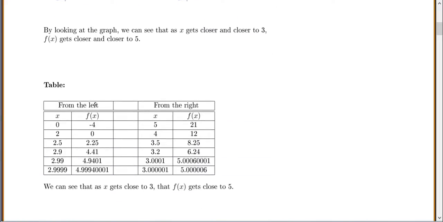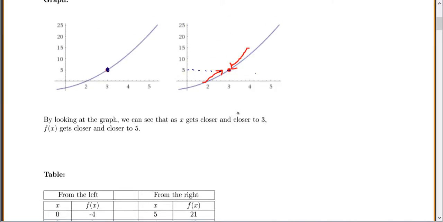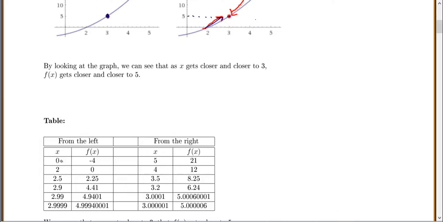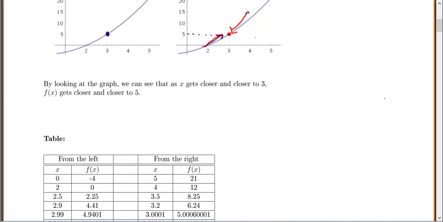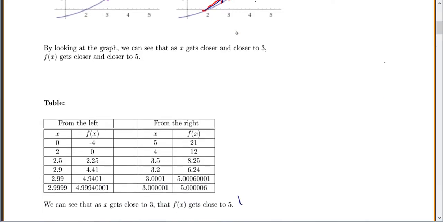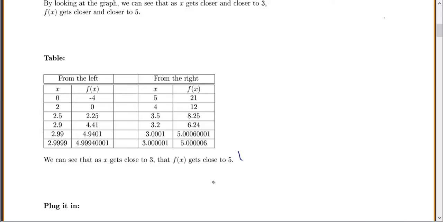Or I could look at a table. What you do from the table is you come from both directions. Coming from the left, you pick numbers that are less than 3 and you plug them in. I could pick like 2.5, but I want to get really close to 3. So 2.9, 2.99, 2.99999. And notice my f of x values, when I plug them into my function, get closer and closer to 5. And if I wanted to come from the right, that means I plug in numbers bigger than 3. So I might start with 4, and 3.5, and 3.2, and 3.001. And notice these numbers get closer and closer to 5.